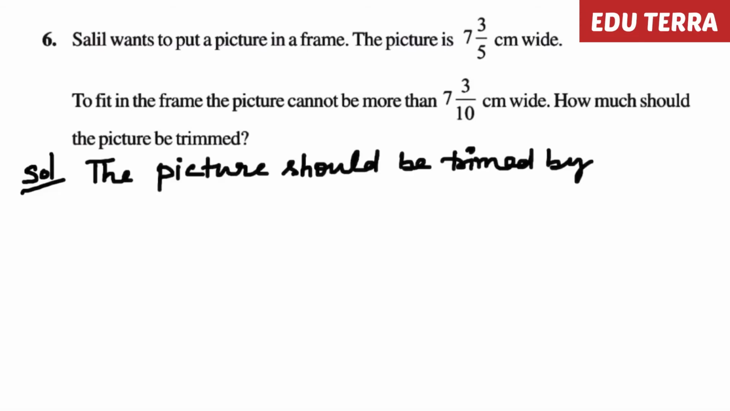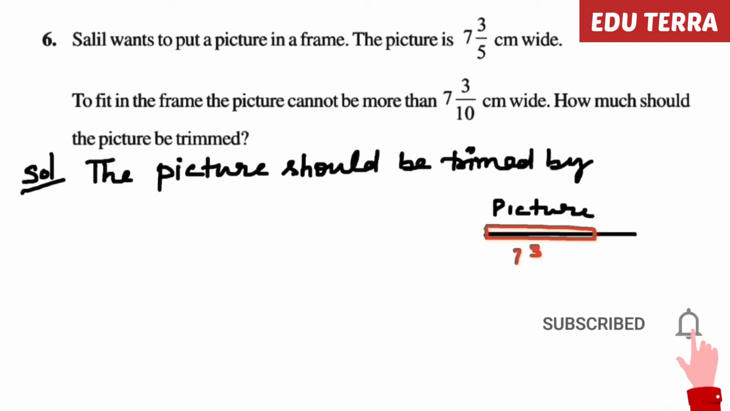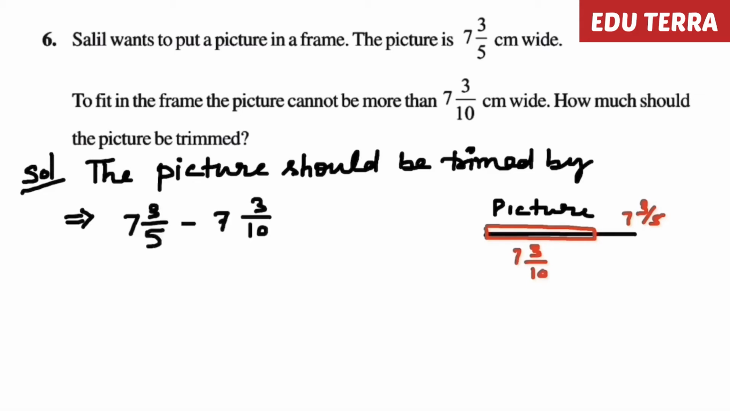First we will write the picture should be trimmed by. See, it is given the length of the picture. The black color, that's why I have written this picture. But the frame is only in red color. How much is it? It is 7 3 by 10. The additional part you can see, the picture has that much additional part. So you just have to subtract 7 3 by 10 from 7 3 by 5.